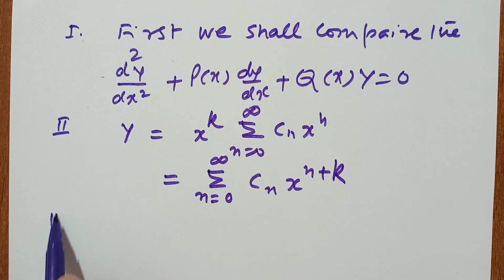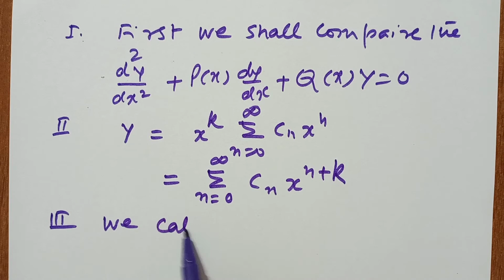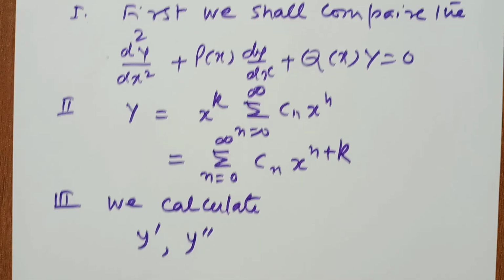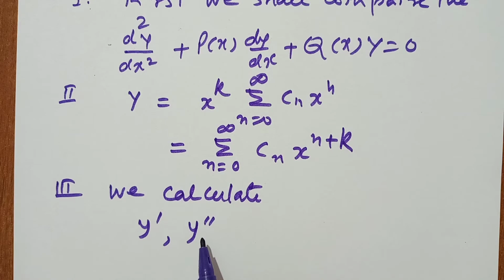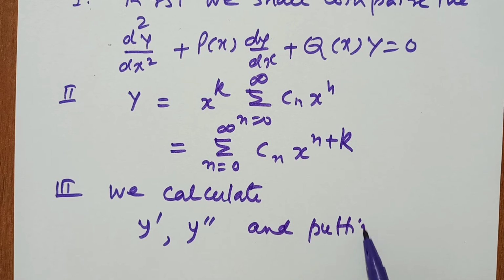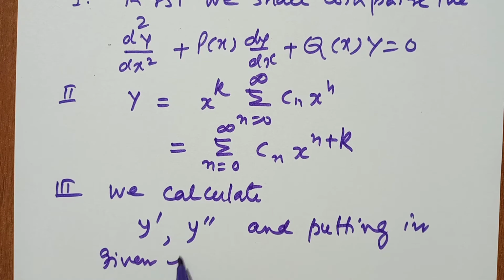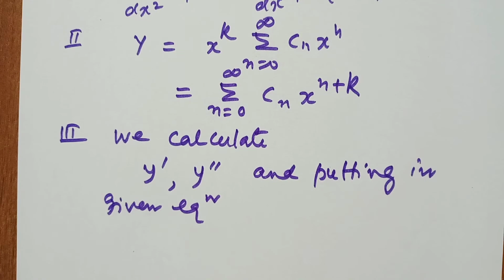Third step is that we calculate y dash and y double dash. What is y dash? dy by dx and d2y by dx2. So we calculate y dash and y double dash and put these values in the given differential equation.